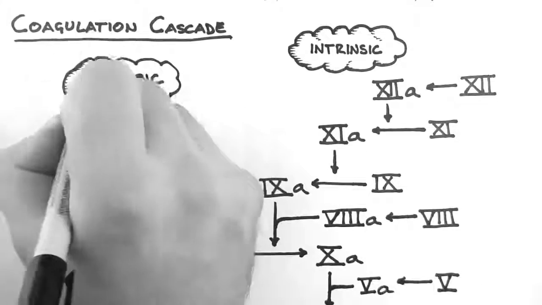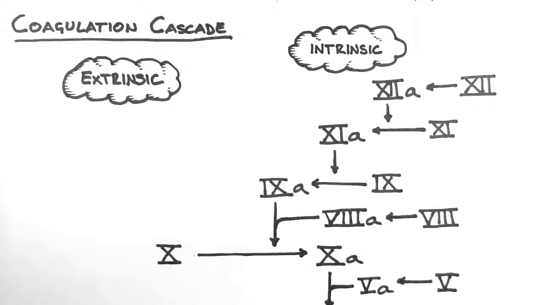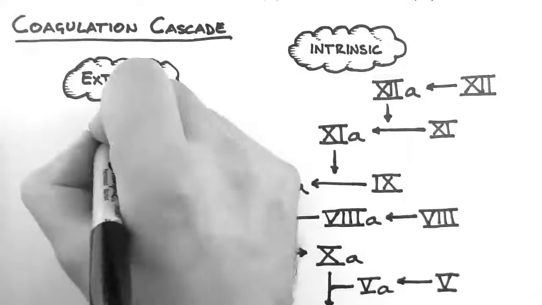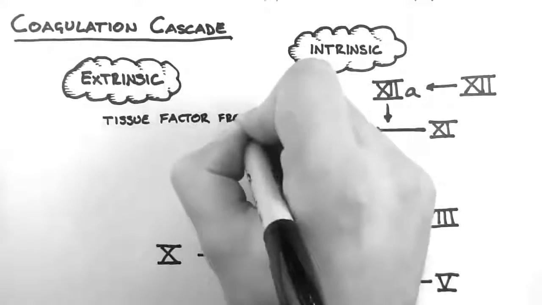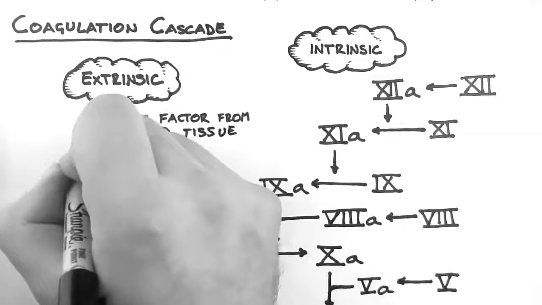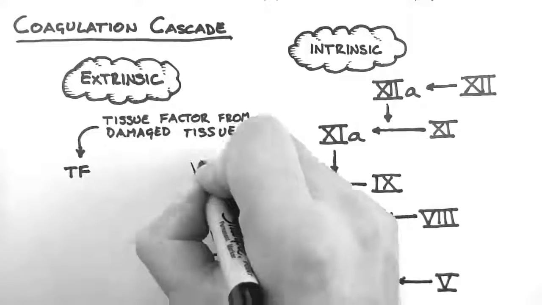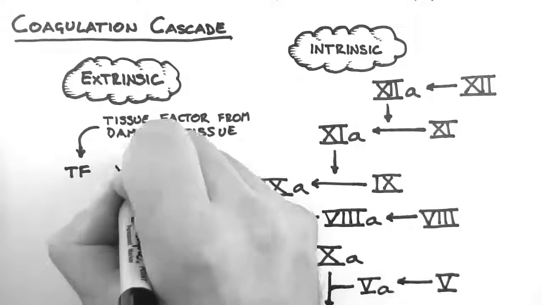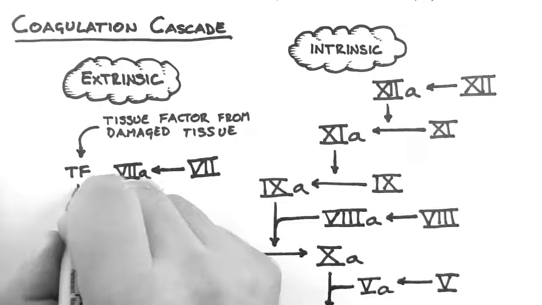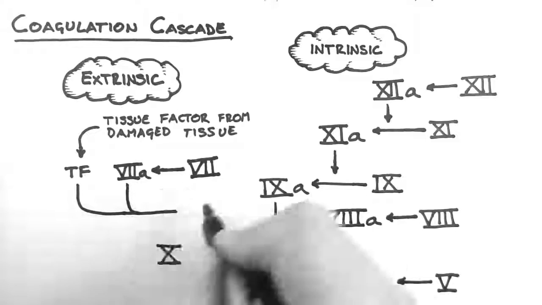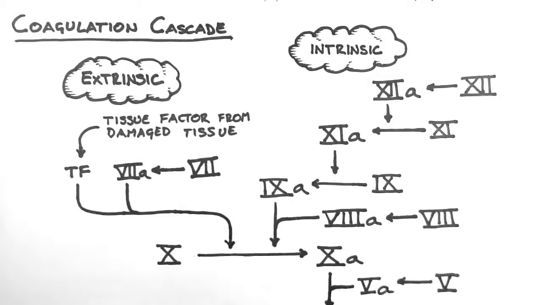Now let's look at the extrinsic pathway. This pathway is much simpler, and it is the pathway which is most important for initializing the coagulation cascade. It begins when a protein called tissue factor is released from damaged tissue. Factor 7 is converted to factor 7A, and then tissue factor and factor 7A combine to convert factor 10 to 10A. The pathway then continues on like the intrinsic pathway until fibrin is produced.